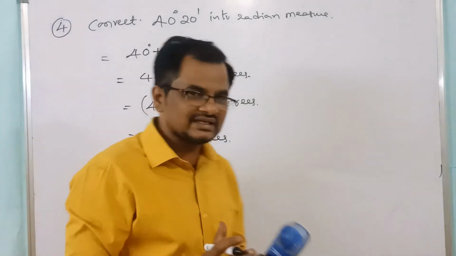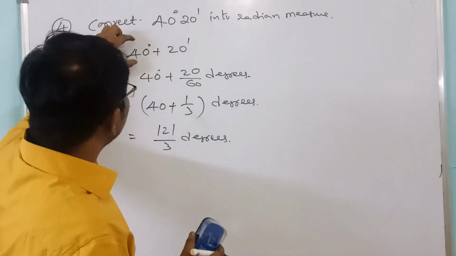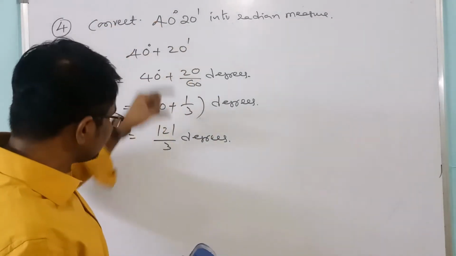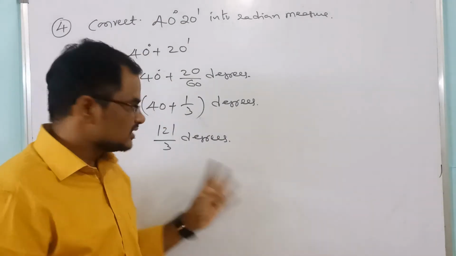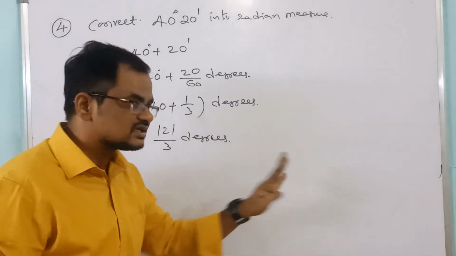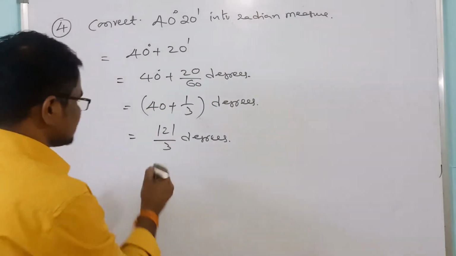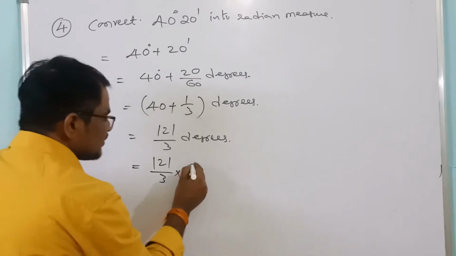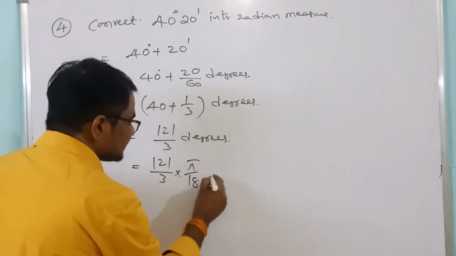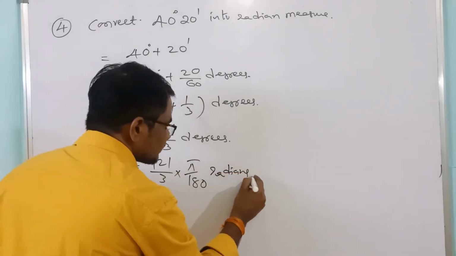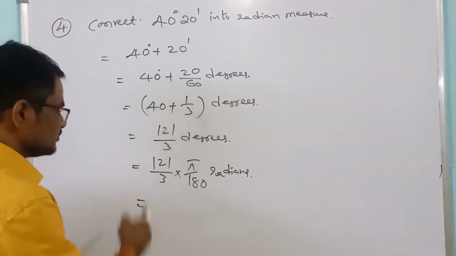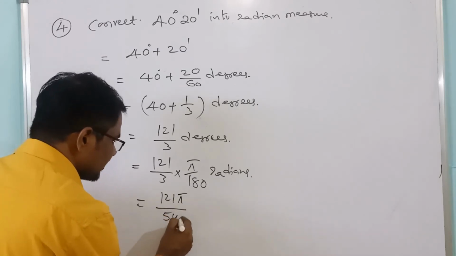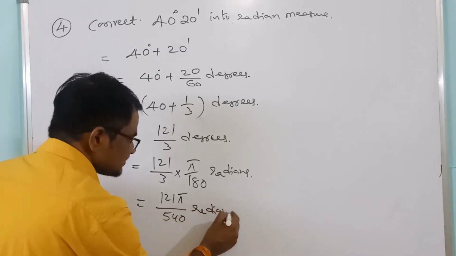So now this given measure, we totally converted into degrees only, because these minutes we are converting again into degrees. So this is 121 by 3 degrees. Now we have to convert into radian measure. For that, what we have to do? 121 by 3 times pi by 180 radians. That is equal to 121 pi by 540 radians. This is our answer.